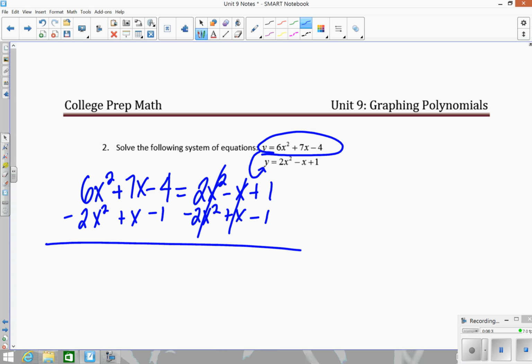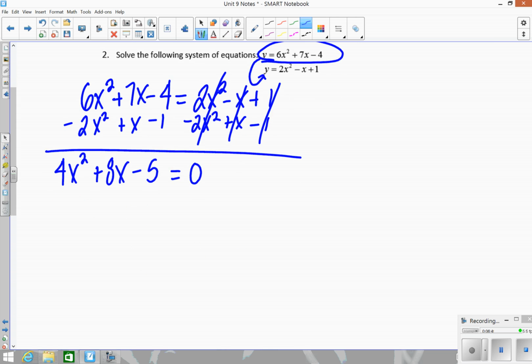So all of these are going to cancel, so I get 0 over here. And then on the left-hand side, I have 4x squared plus 8x minus 5. And now you just need to solve this for x. There are a couple of ways you can do it. You could use the quadratic formula, or you could factor. And I'm going to go ahead and factor.